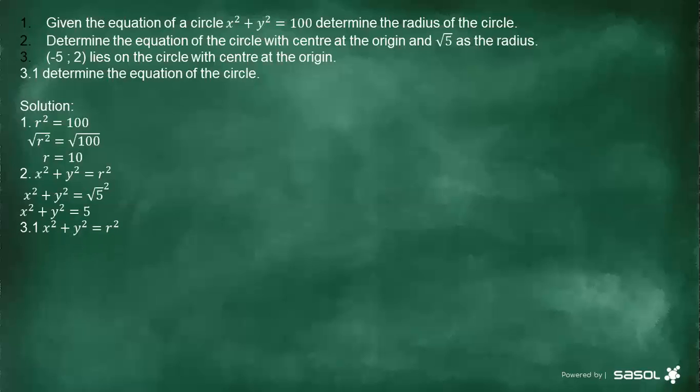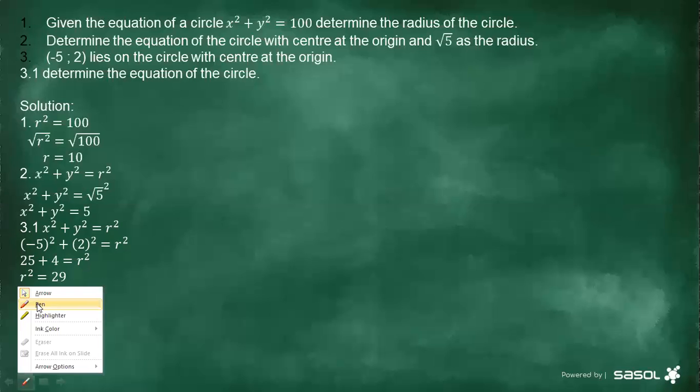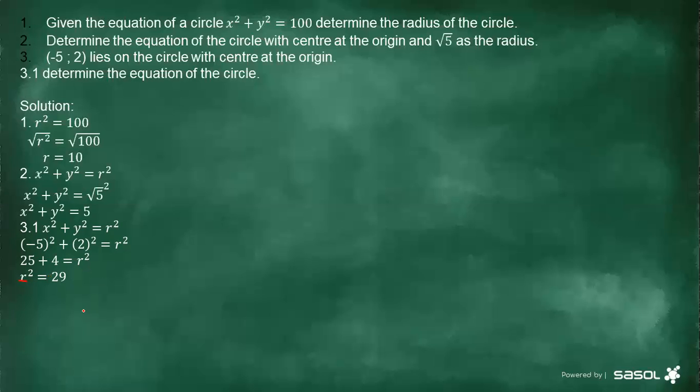Let's determine it. That point gives us x and y. You can see x is negative 5, y is positive 2. Then you can just square both values, and you've got 25 plus 4, which is 29. So r squared equals 29. Once you reach this stage, where you have determined the value of r squared, there's no need to determine the value of the radius. You can just stop there and say the equation of that particular circle is x squared plus y squared equals 29.